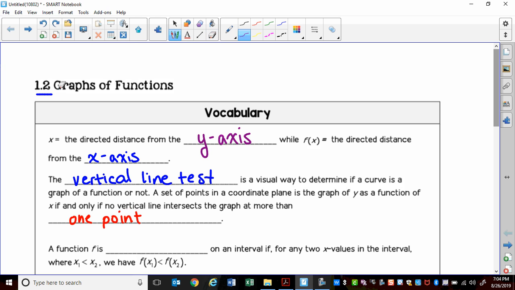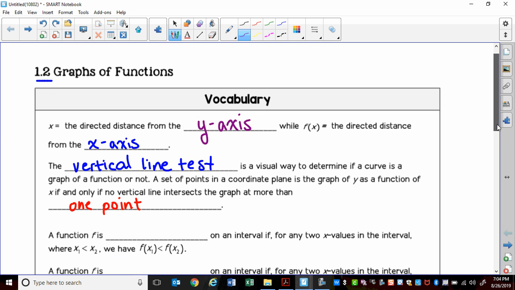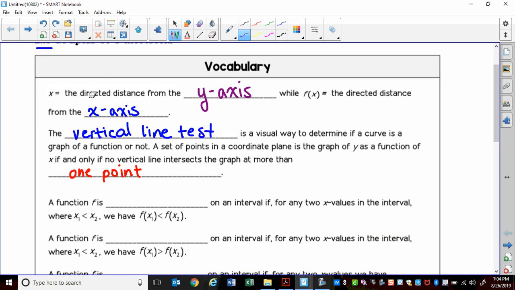So good morning. This is Unit 1, Day 2 notes. We're just going to go a little bit more into graphs. So the first one just says x is the directed distance from the y-axis, while f of x, or y, is the directed distance from the x-axis.